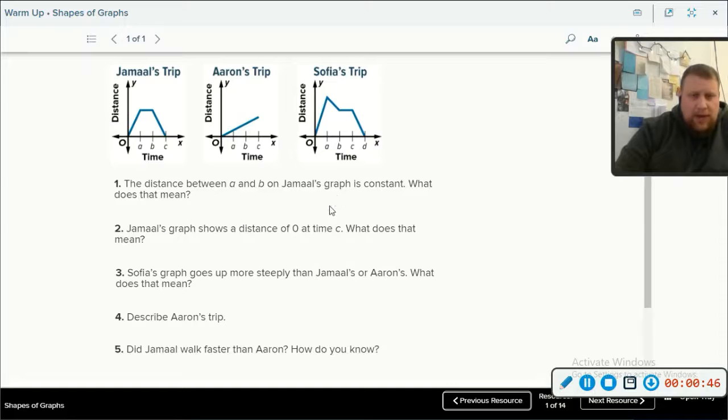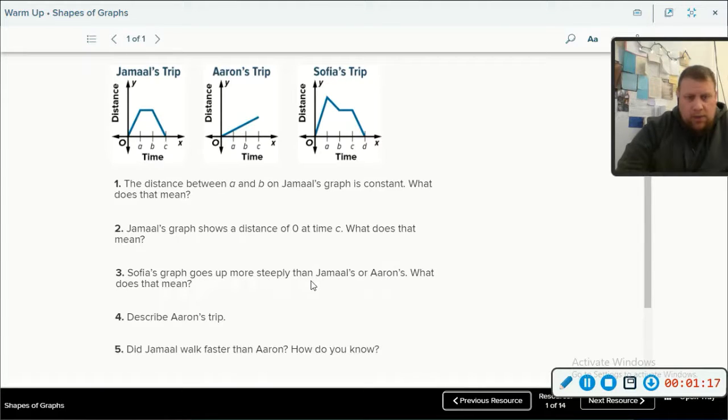The distance between A and B on Jamal's graph is constant. What does this mean? Well, between A and B, that means wherever he went, he stopped. He stopped moving, right? If he stayed at that location. Jamal's graph shows a distance of 0 at time C. What does that mean? Well, if distance is 0, that means Jamal returned to wherever he left in the first place. So he left somewhere, stopped for a minute there, maybe went to the grocery store or shop, and then came back home.